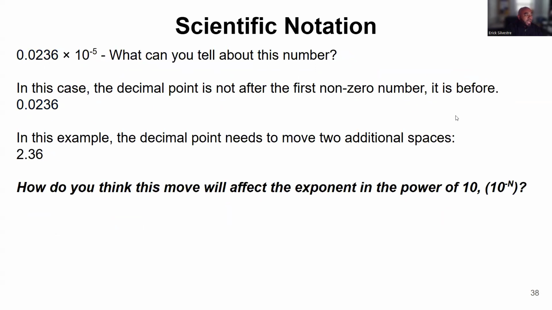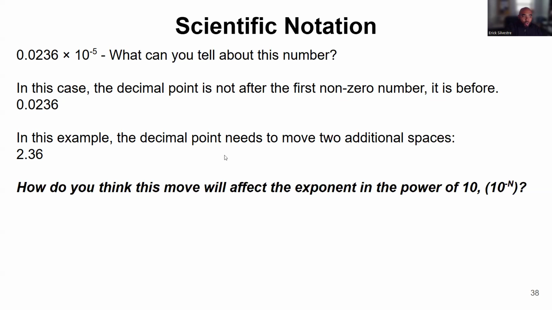All right. Now, the same thing happens if you are given a scientific notation number that is not in the proper form. So if you get 0.0236 times 10 to the negative 5, what can we do about this number? We know that the decimal is not in the proper form. So again, we have to adjust it. What are we doing to the base? We're making the base larger. We already learned that if you make the base larger, you have to make the exponent smaller.